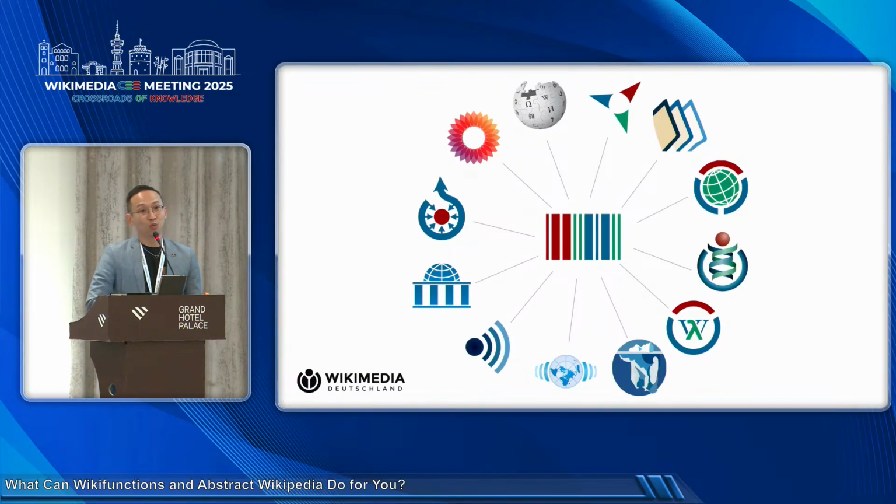So Wikidata is a knowledge graph with a lot of structured data, and it is behind most of the Wikimedia projects, like Wikipedia and Wikimedia Commons.